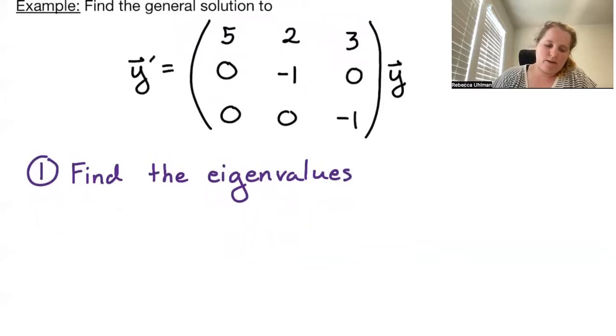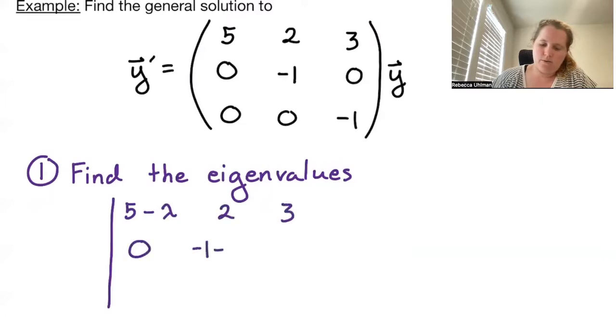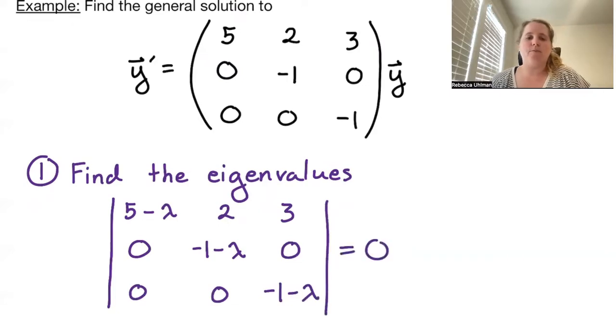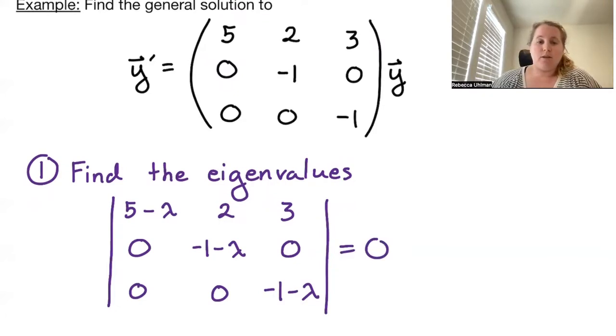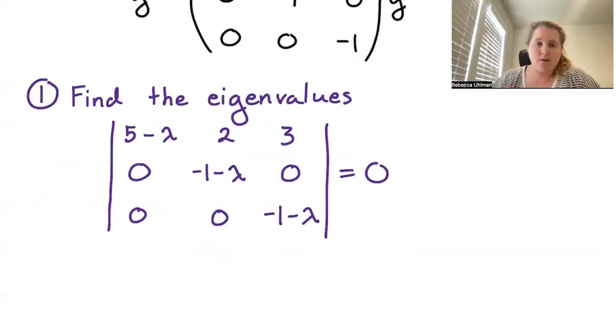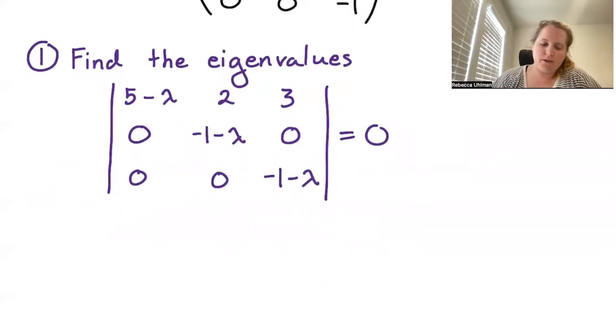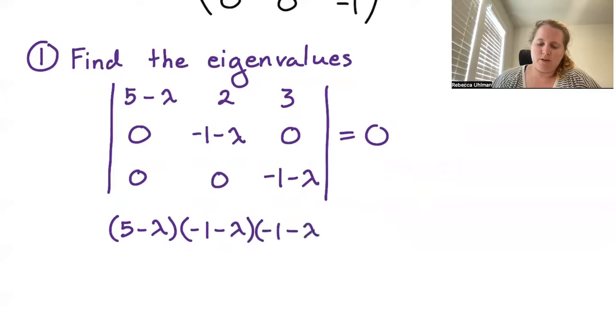So we are looking at the determinant of the matrix with rows (5 minus lambda, 2, 3), (0, -1 minus lambda, 0), and (0, 0, -1 minus lambda), looking for this being equal to 0. We have a triangular matrix here. The determinant is just the product along the diagonal. We wind up getting 5 minus lambda times -1 minus lambda times -1 minus lambda.